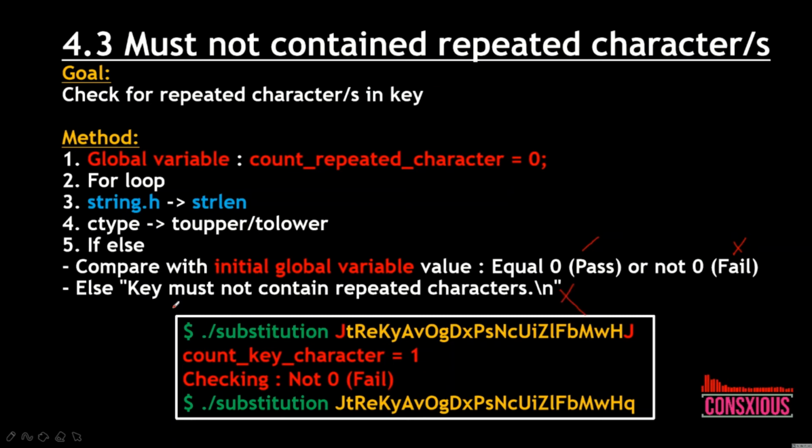So this is an example here. You can see there's a duplicate J here. Once there's a duplicate, the global variable will count this as one duplicate. The initial value of the global variable is 0, so it's not equal, which means fail. This is what we want: there's no duplicate, which is correct.